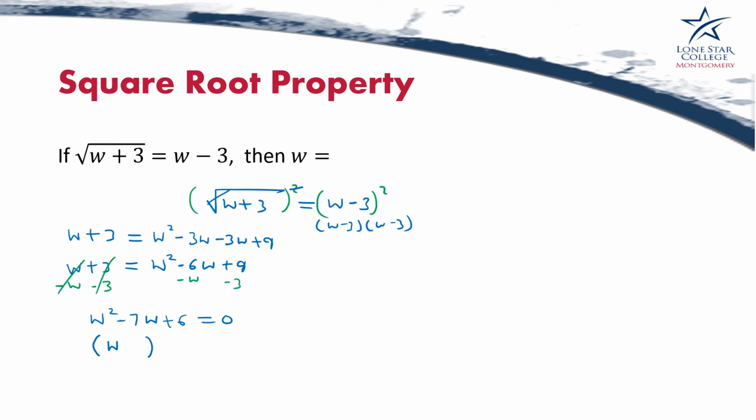So we want to find two factors that multiply to get 6, but add to get negative 7. The only factors of 6 that give you 7 would be 6 and 1. And they need to multiply to get positive and add to get negative. That means they both need to be negative. So we set them separately equal to 0. If you add 6 over, you get w equals 6. And then if you add 1 over, you get w equals 1.